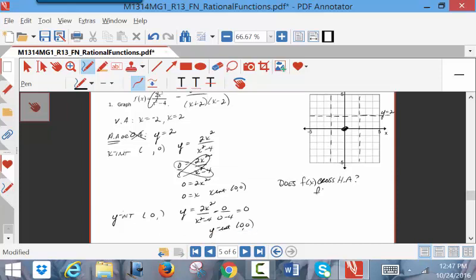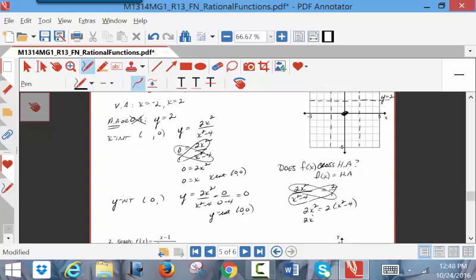Algebraically, the way you determine this is you set your function equal to your horizontal asymptote. So your function is 2x squared over x squared minus 4, and my horizontal asymptote was y equaling 2. So I just put the 2. Once again, as we've done many times, we're going to cross multiply. Anytime you have a fraction equal to a fraction, we just cross multiply. So I get 2x squared equaling 2 times x squared minus 4, or 2x squared equaling 2x squared minus 8.